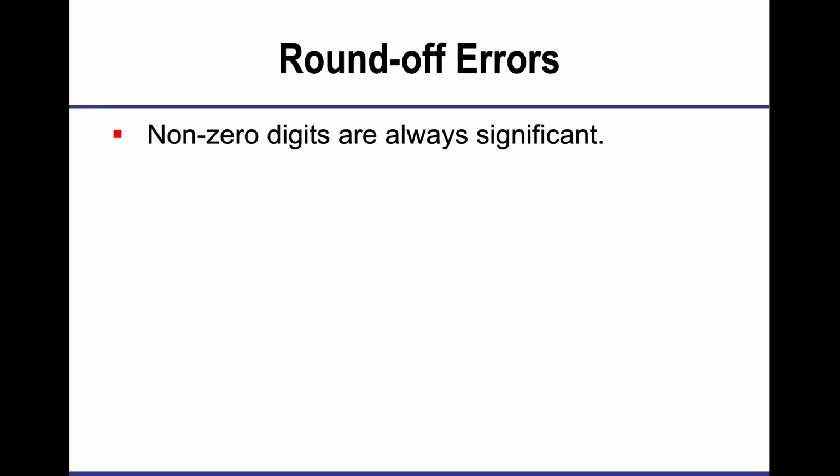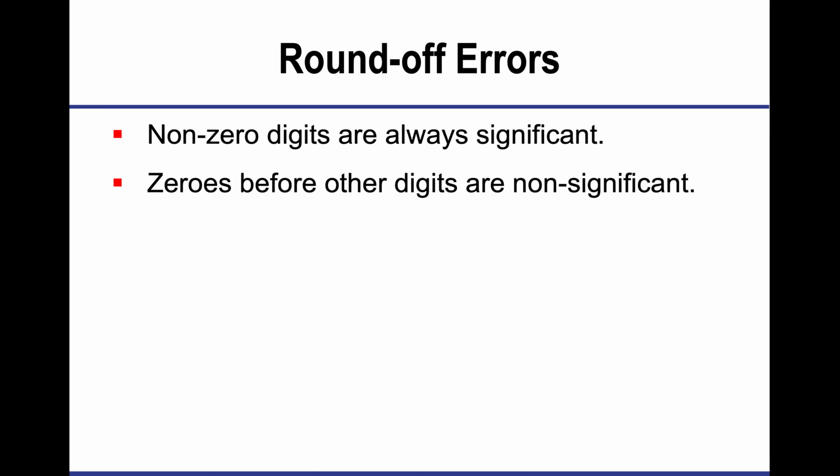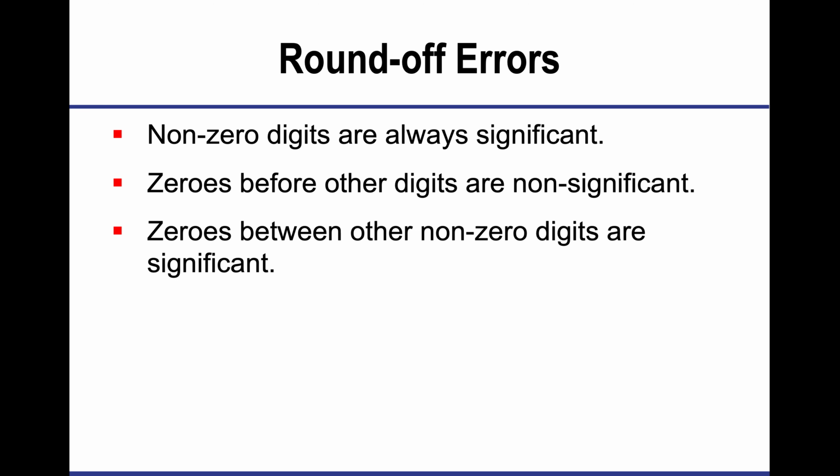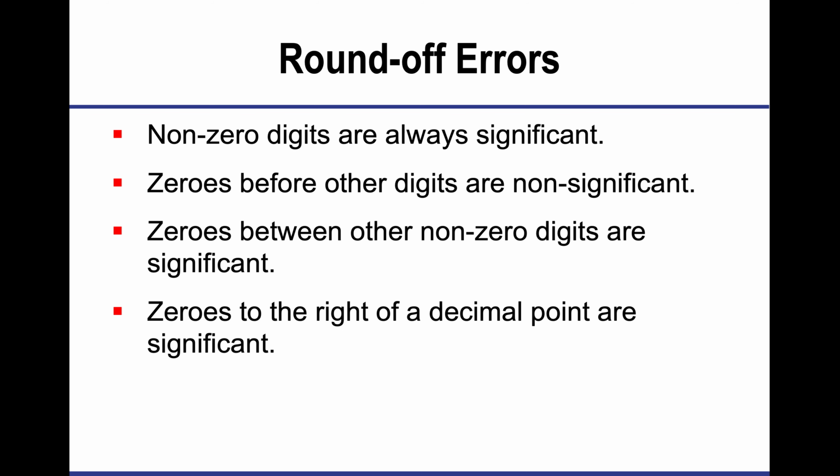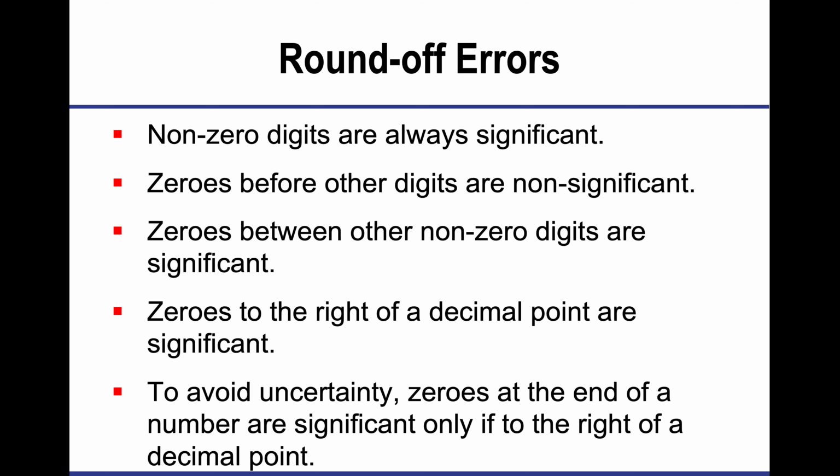So if I'm looking at round off errors, non-zero digits are always significant digits. If it's any number other than 0, it has to be significant. Zeros before a digit are non-significant, so they don't matter in the grand scheme of things for rounding. Zeros between other digits are significant. Zeros to the right of a decimal point are significant. And zeros at the end of a number are not significant, unless there is a decimal point there. So if there's not a decimal, the zeros at the end of a number don't count for significance.